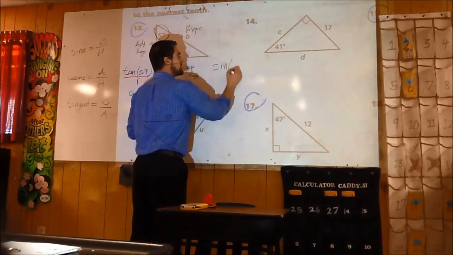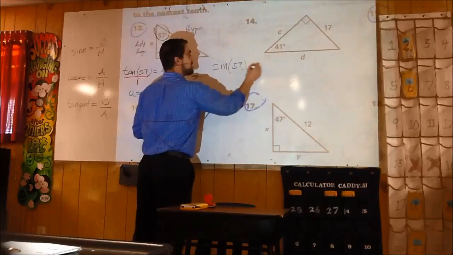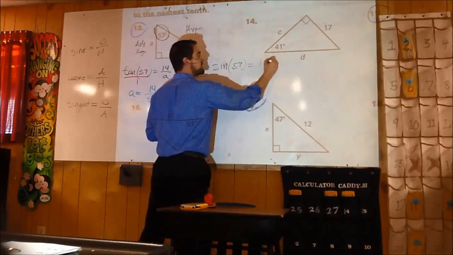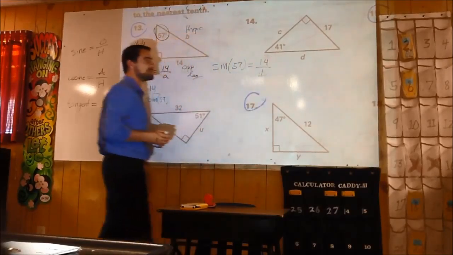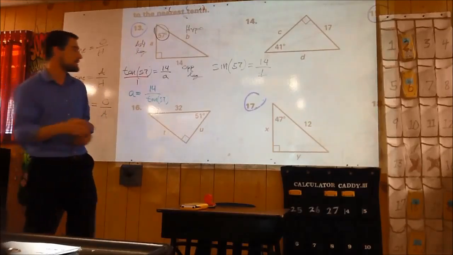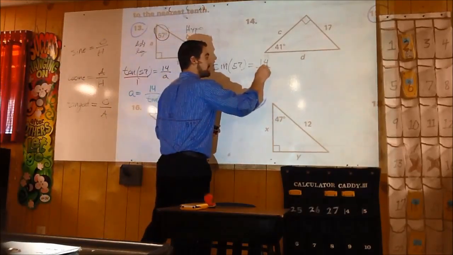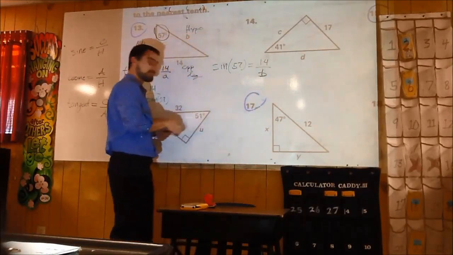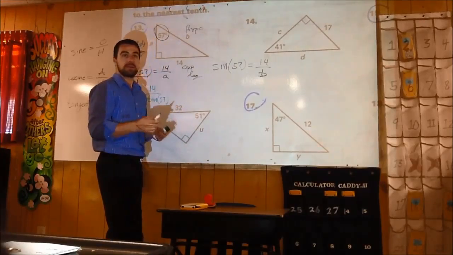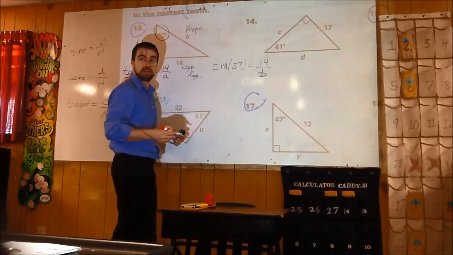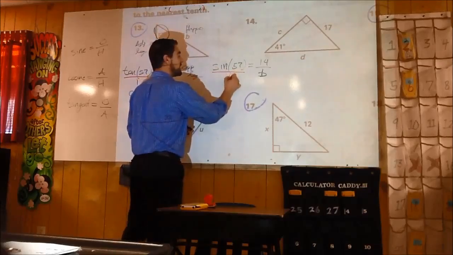Sine. So sine of my angle 57 is equal to my opposite leg, which is 14, divided by my hypotenuse, which is represented by the variable B. What's my next step? Say it louder. Always put the trig function over 1.